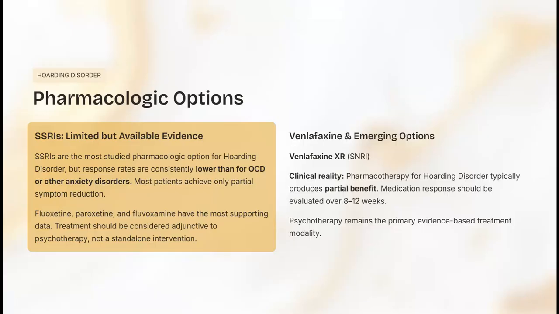In reality, pharmacologic treatments will only give you a partial benefit at best. They really need to have psychotherapy, and then also the medication. They need a good trial, at least 8 to 12 weeks, and then have some realistic goals with the patient, because a pill is not going to fix this. Psychotherapy is the primary evidence-based treatment for hoarding disorder.